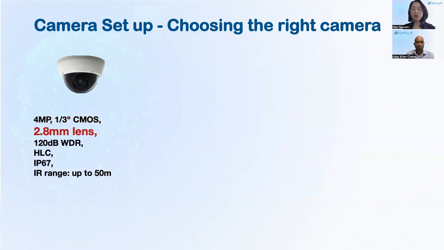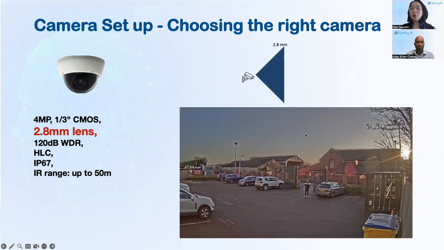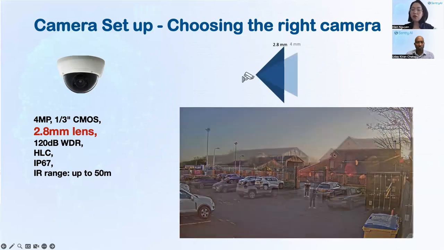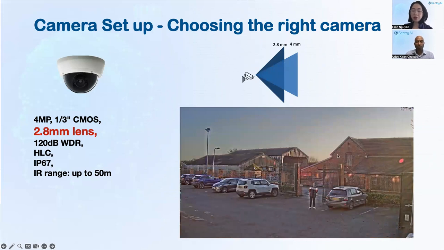Next thing, field of view. The field of view of this camera is 2.8 millimeter. The lower the number here, the wider the camera is. As you can see here, for the same view, 2.8 millimeter will be able to monitor a broader area of the parking lot, but you have to trade off with distance. So when we move to 4 millimeter, it zooms more and we can see more details of the license plate here, but it's not really clear.